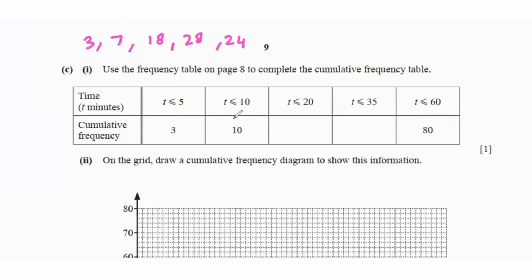So 3 plus 7 is 10. Then we do 10 plus 18, which is going to be 28. Then we do 28 plus 28, which is going to give us 56. And then we do 56 plus 24, which will give us 80. So that's how you find your cumulative frequency.